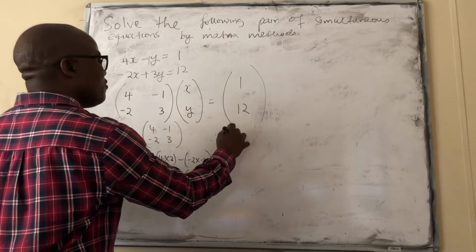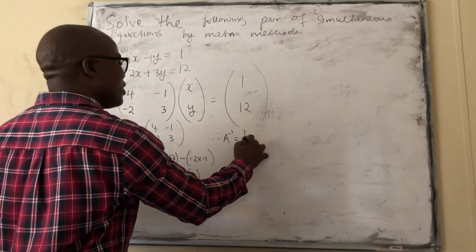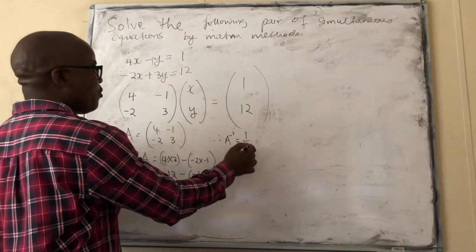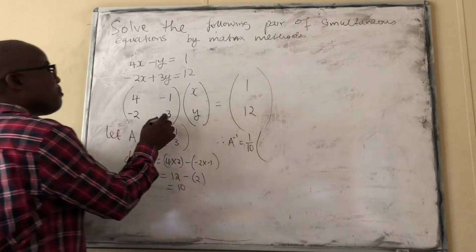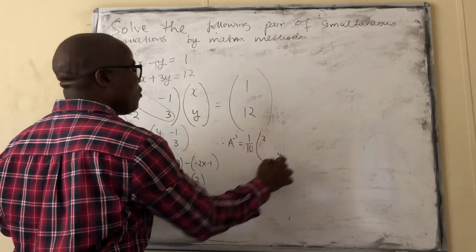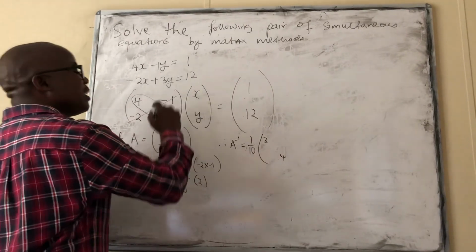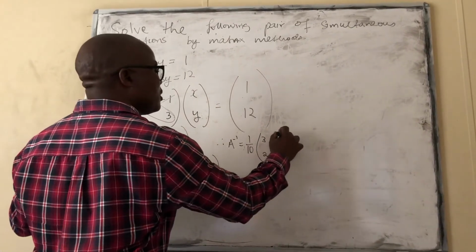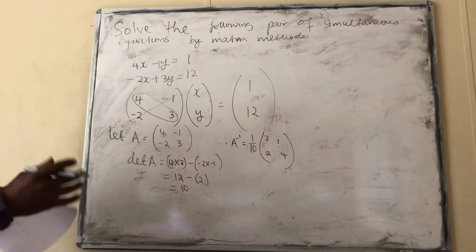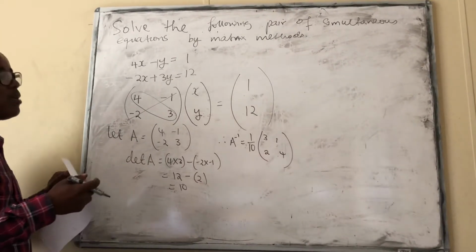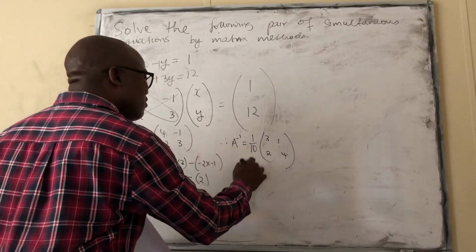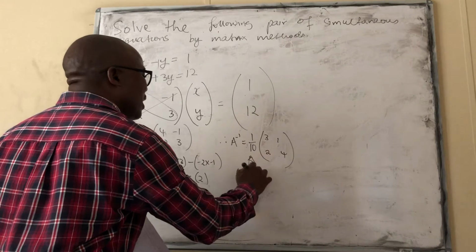Therefore, the inverse of matrix A is 1/10. You take the reciprocal of the determinant, which is 1/10. Then you multiply by the matrix where you interchange these numbers: 3 comes here, 4 goes down there, and you change the signs. This is 2, this is 1. So you swap the numbers in the leading diagonal and change the signs of numbers in the other diagonal. That is the inverse.